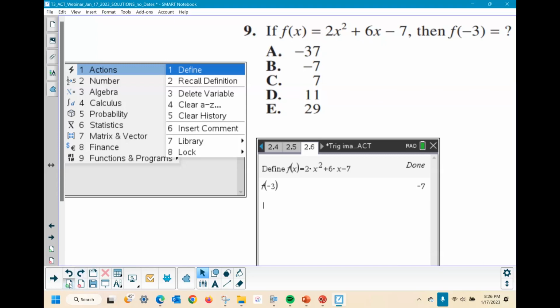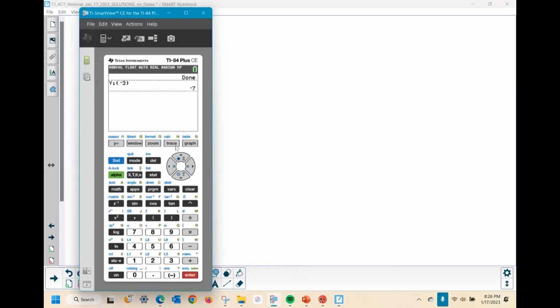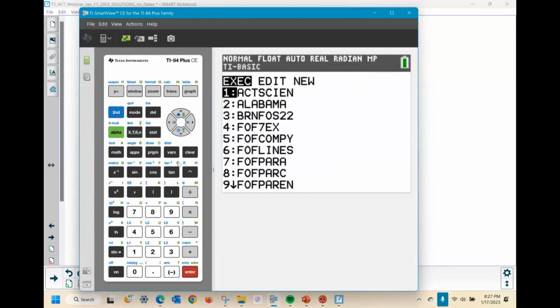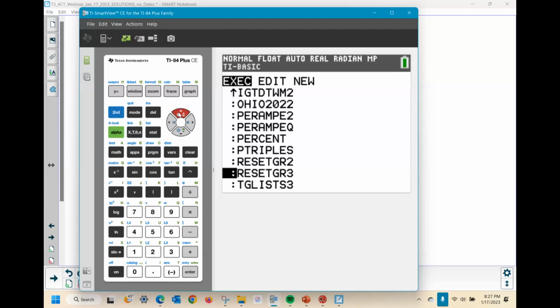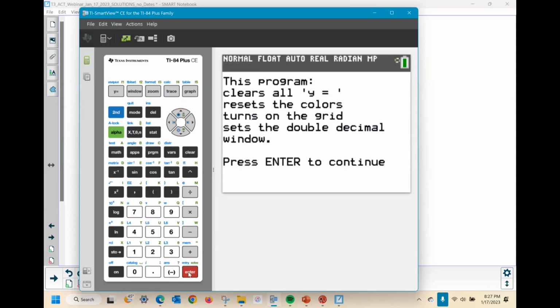So let me add a page here. If you went ahead and loaded the programs that I gave you, let me make it bigger, press the program key. Mine are either basic or Python and basic. So I'm going to go up, because they're towards the end, and you can find reset graph 3. Then just press enter on it, and then press enter to actually execute the program. Is that what you meant, Jeff?